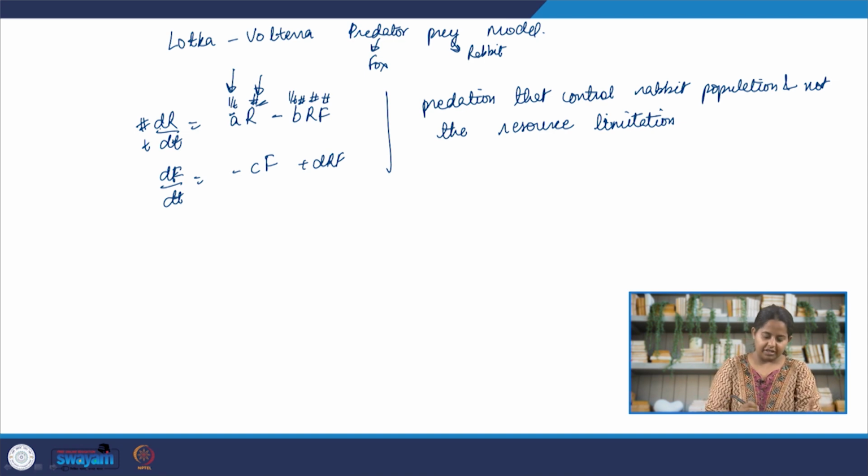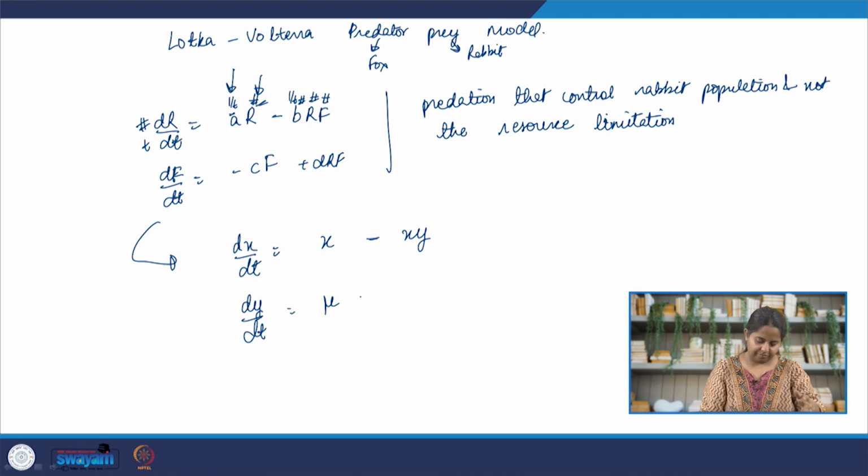When you non-dimensionalize the system, what you will get is something that looks like this. dx by dt is equal to x minus xy. dy by dt is equal to mu y into x minus 1. Okay, so this is the model that will come.